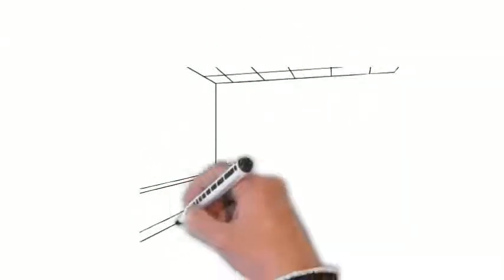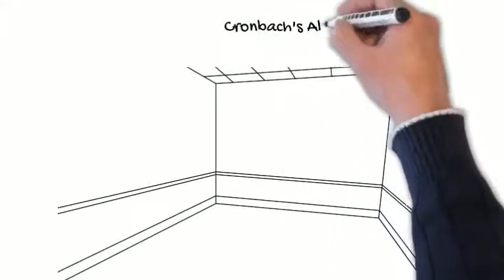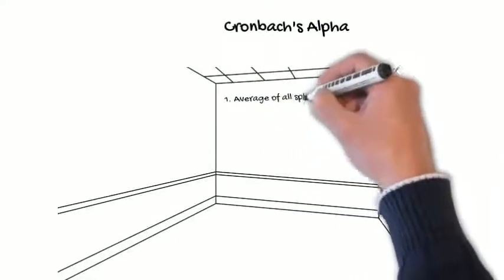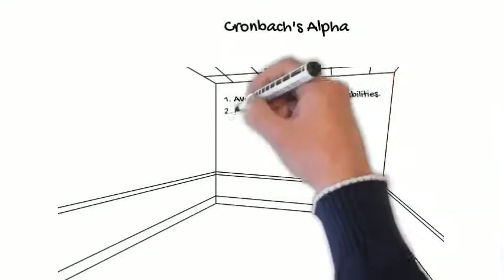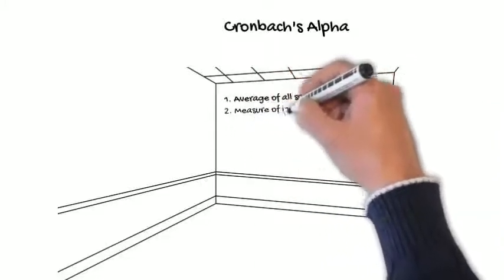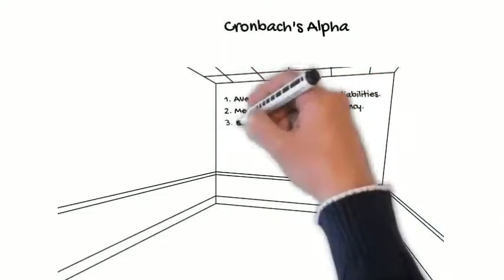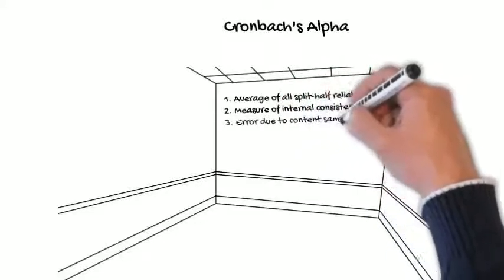Split half's going to vary depending on how you split your test. This isn't something you want, so Cronbach's alpha is probably the most commonly used reliability measure, and it consists of the average of all split half reliabilities. It's a measure of internal consistency, how well the items group together, and it measures error due to content sampling.